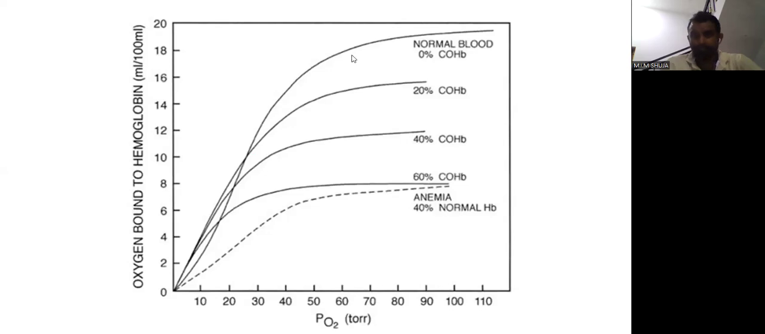So this is the normal hemoglobin, 0 carbon monoxide hemoglobin. Here the percentage of carboxyhemoglobin is increased. So when the carboxyhemoglobin percentage increases, the left shift of the curve increases. So there is more affinity for oxygen, so it will not release the oxygen at the tissue level. So tissue will get hypoxia. Hope you understood this. This is again a very easy concept.